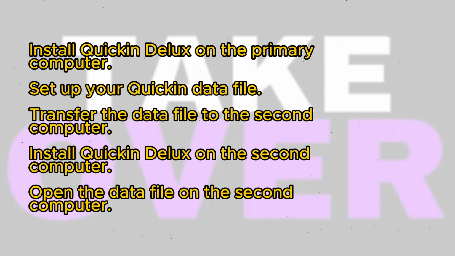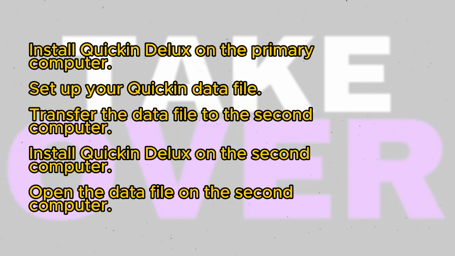Step 2. Set up your Quicken data file. Launch Quicken Deluxe on the primary computer, create or open your existing data file containing all financial information, and ensure it's saved in a location accessible by both computers, like a network drive or cloud storage.